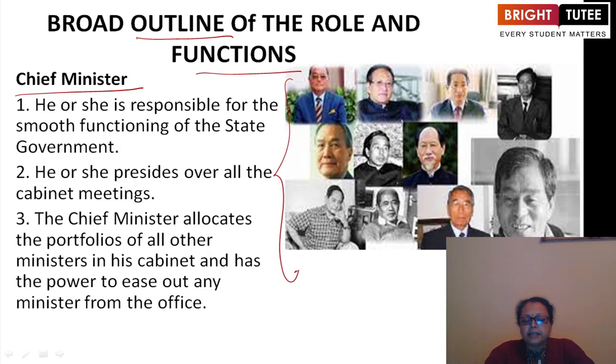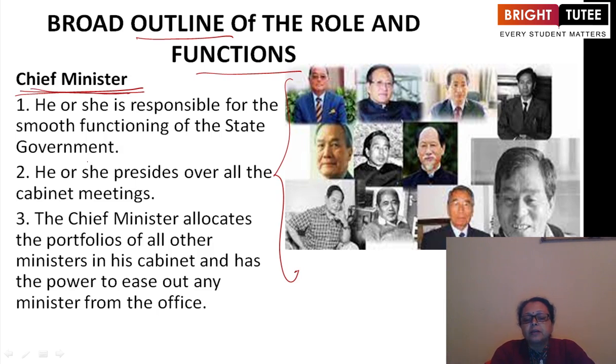Making laws and implementing them is the main function of the state executive. The making and implementation of laws is the main function of the state executive, and the executive comprises the chief minister and the government. The chief minister is one of the most important parts of the executive. Then what is the role played by the chief minister?